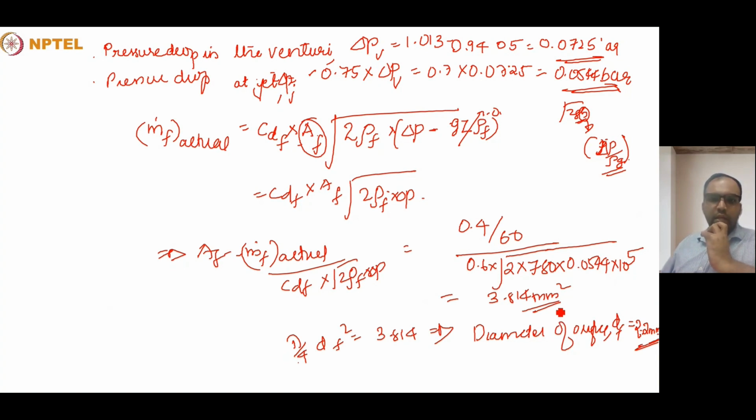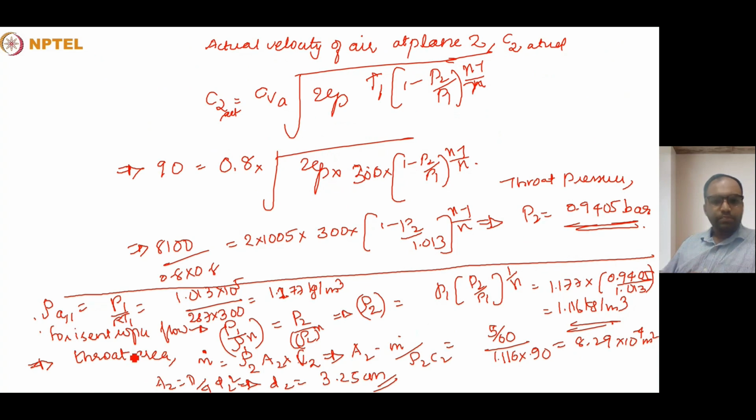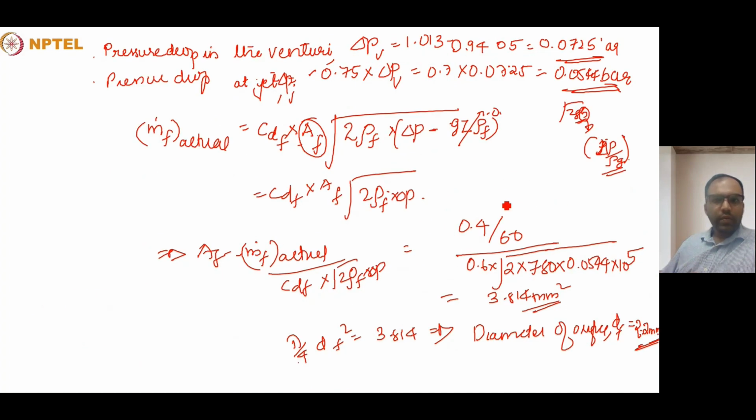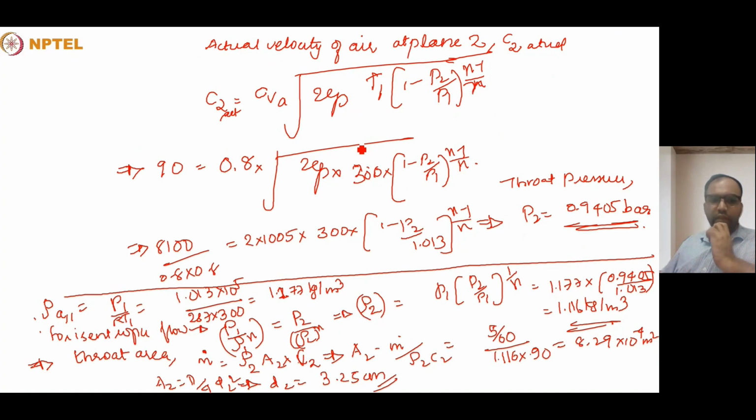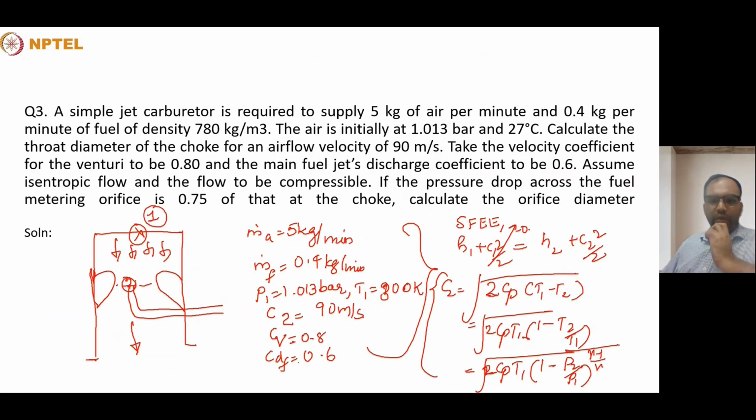For that we needed the velocity of the fuel through the orifice. For calculating the velocity, we calculated the pressure drop through the orifice, which is given as a function of the pressure drop across the venturi. In order to calculate the pressure drop across the venturi, we needed to calculate the pressure at the venturi.